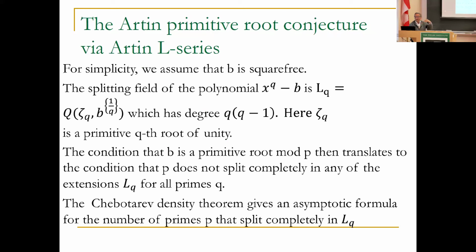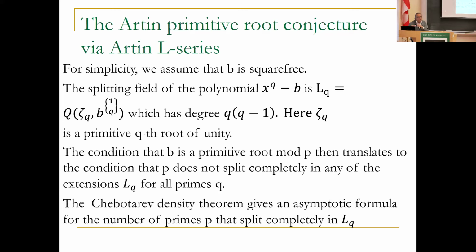And he was trying to say, well, the probability that this thing happens is 1 over q minus 1. Well, that can be translated into the statement that the prime p does not split completely in these Kummer extensions, zeta_q, b to the 1 over q. And then you apply the Chebotarev density theorem, and the density that Artin was using, 1 over q minus 1, actually works. But then there's an error term, because you have to do this now for infinitely many of these q's. There's an error term that you have to keep track of, and you have to control.